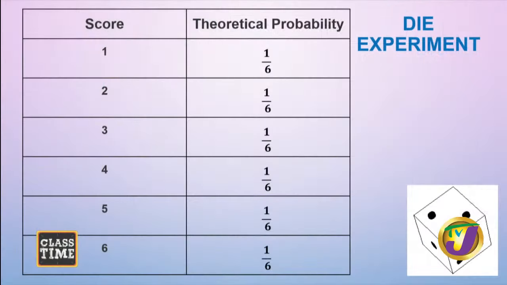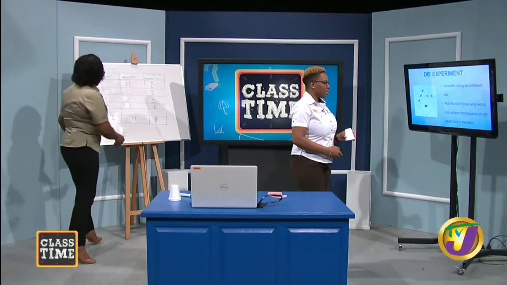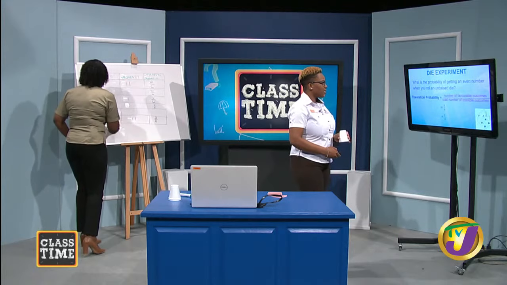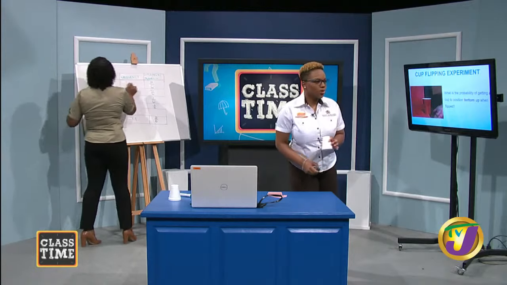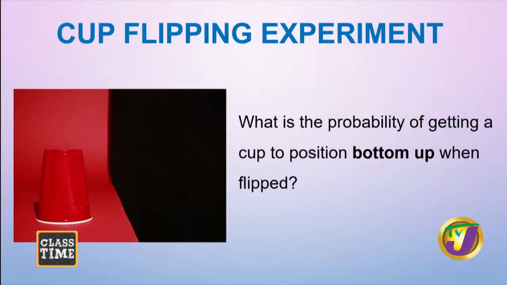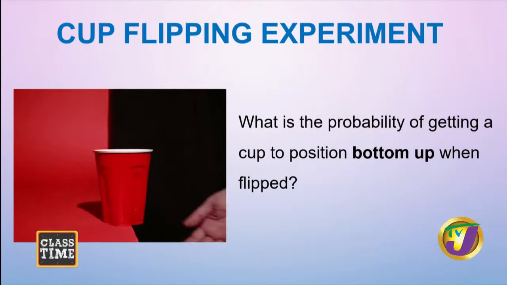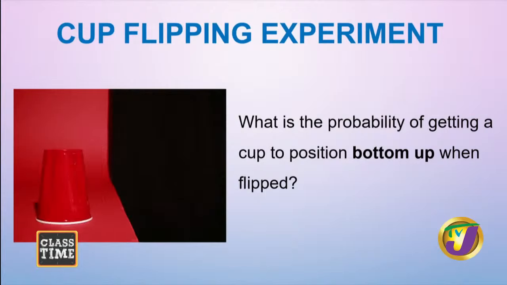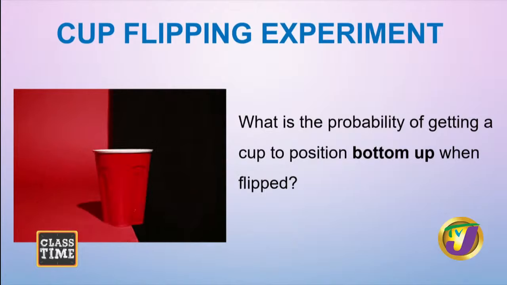All right. Here's the fun activity now. And I want us both to do this one. So we're going to do a cup flipping activity. You know that drinking game, but we're not drinking. No, we're not promoting that. None at all. So this is what we're going to do. We want to know what is the probability of the cup landing bottom up, so we want the base of the cup to be upward.